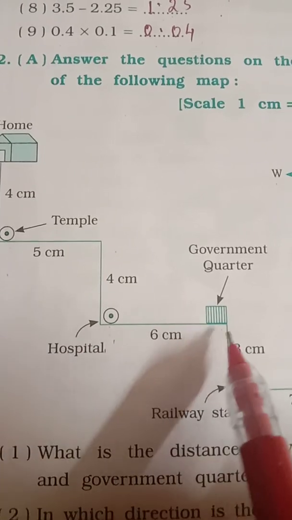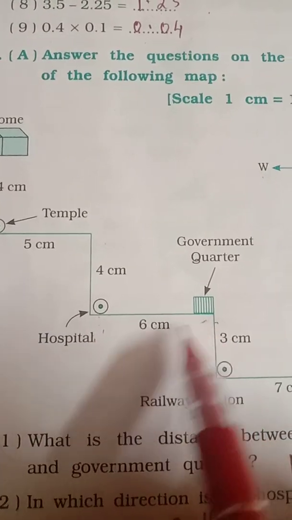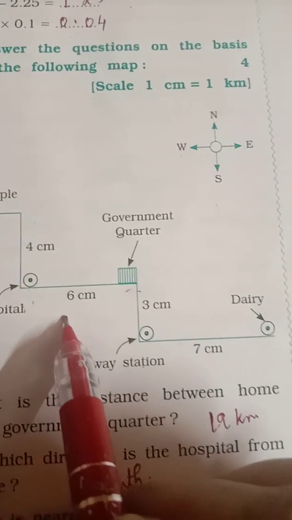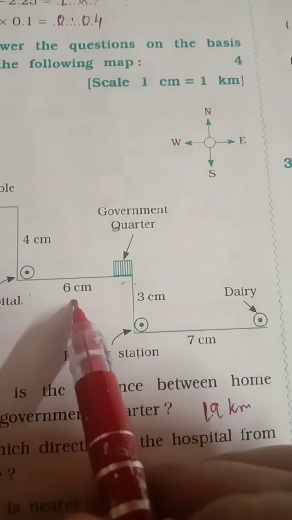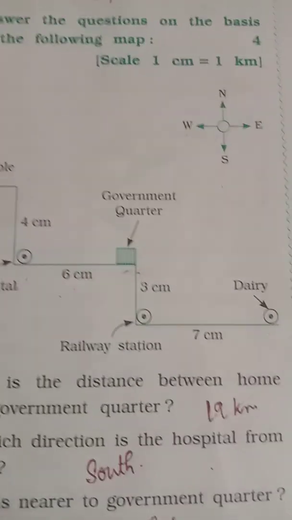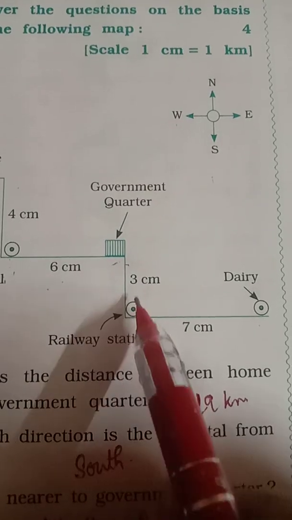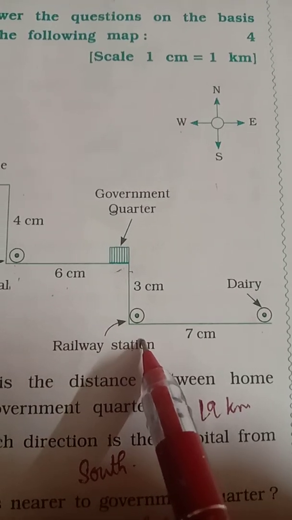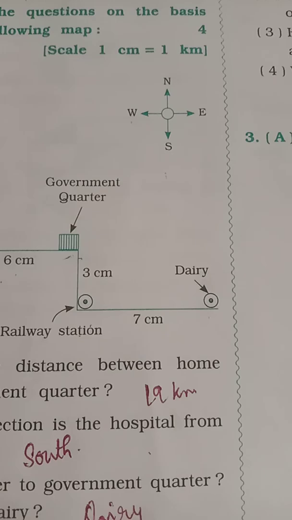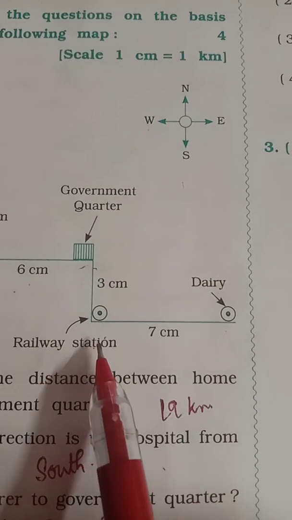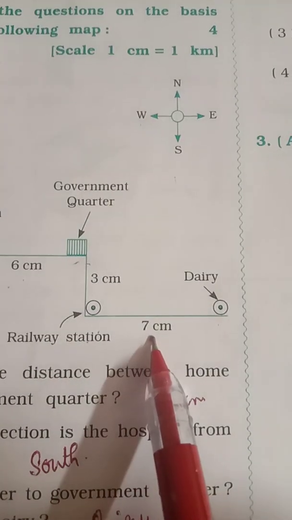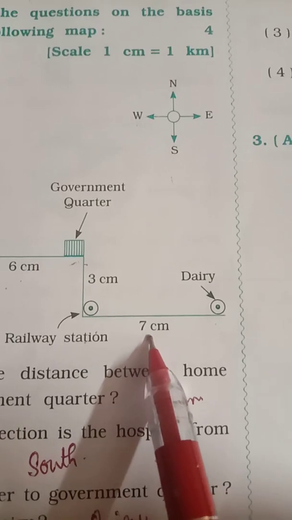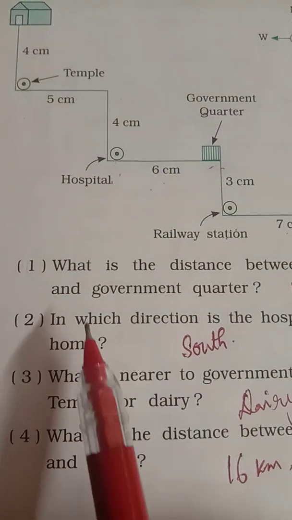Then hospital to government quarter is 6 centimeter. So 6 centimeter means 6 kilometer. Government quarter to railway station is 3 centimeter, that means 3 kilometer. And from railway station to dairy it is 7 centimeter, that means 7 kilometer. Now answer the following questions.